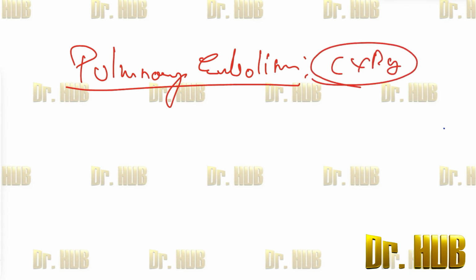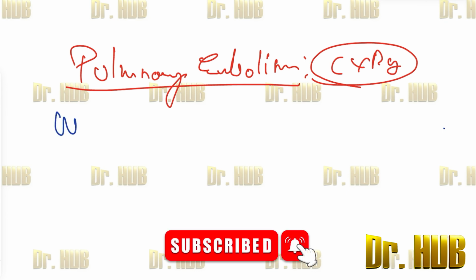Now let's understand the pulmonary embolism findings. So we are looking at the pulmonary embolism findings, chest X-ray findings. So firstly, there is a Westermarck sign.